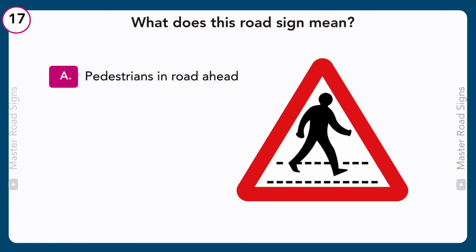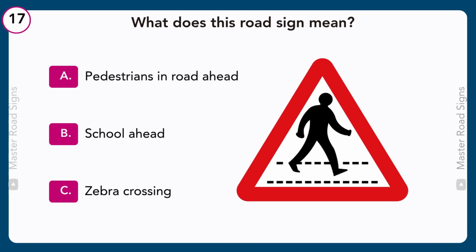What does this road sign mean? Option A, pedestrians in road ahead. Option B, school ahead. Option C, zebra crossing.